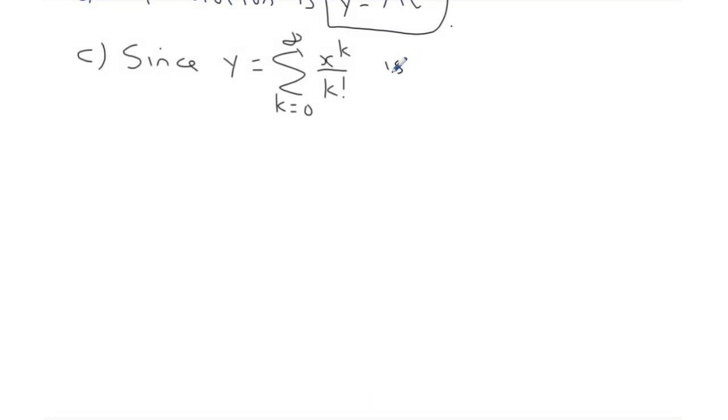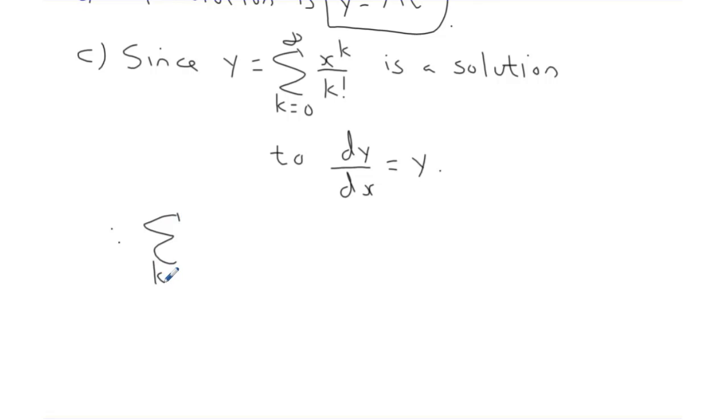So since this is a solution to dy/dx equals y, which we just solved, and since we've shown in part A that if y equals the series from k equals 0 to infinity of x to the k over k factorial, then dy/dx equals y, and we've just also shown that if dy/dx equals y, then y equals A e to the x, if we equate them, therefore, the sum from k equals 0 to infinity of x to the k over k factorial must equal A e to the x for some constant A.